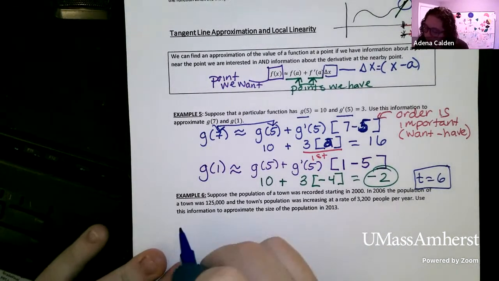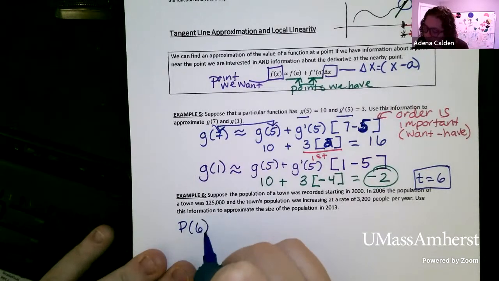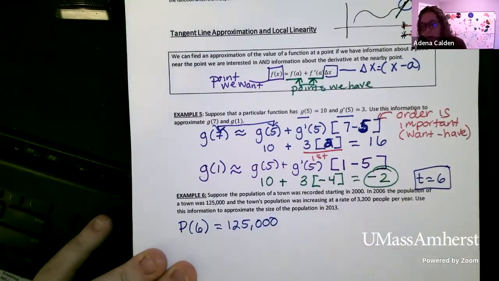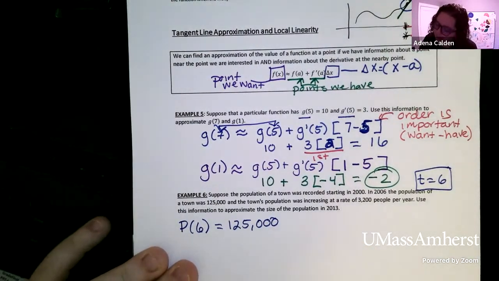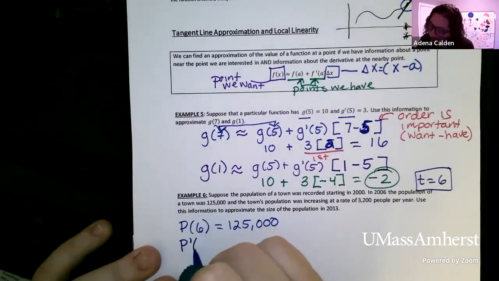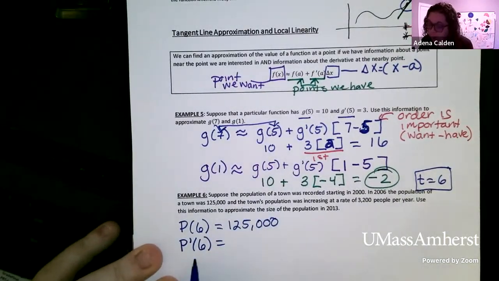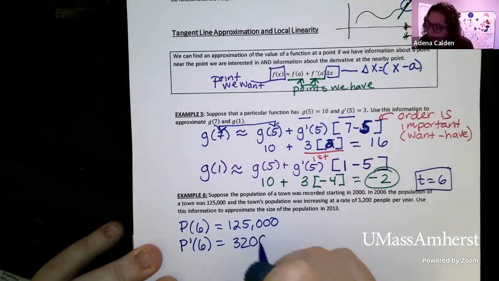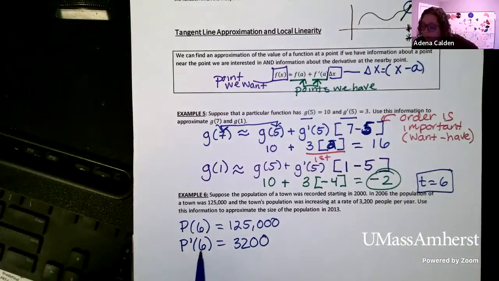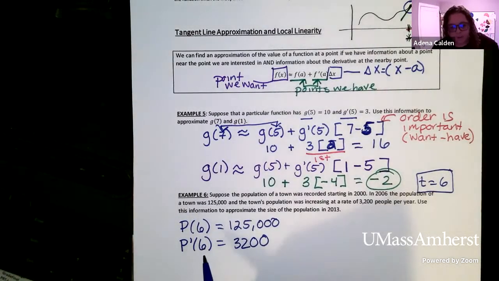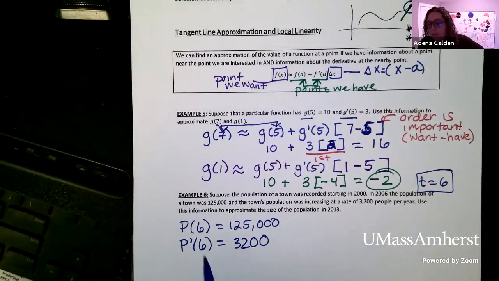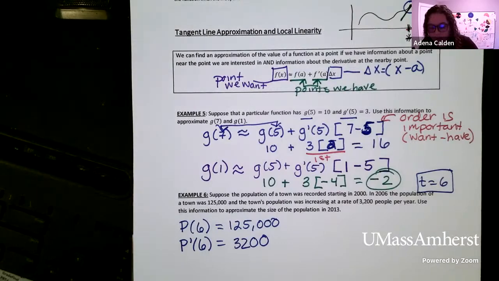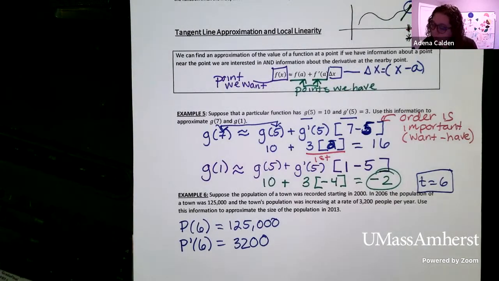So what do I know? I know that the population in 2006 is 125,000. So that's how I can organize that mathematically. I also know that the population rate of change in 2006, so still at 6, is 3,200 people per year. So I have information at a point and information about the derivative at a point, which is what I need to use this type of approach. So what am I actually looking for here? I'm looking for the population in 2013.